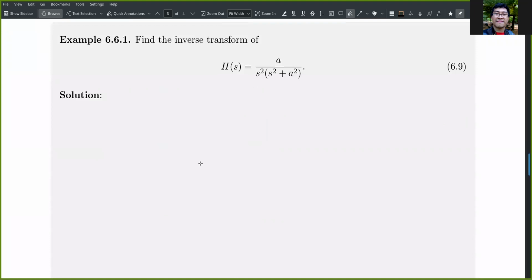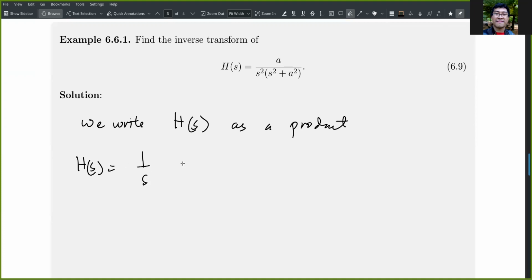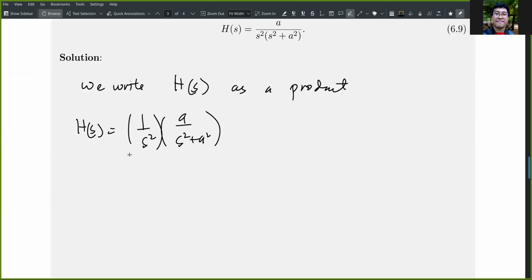So for example, find the inverse of H(s) equals a over s squared times s squared plus a squared. So we write H(s) as a product. H(s) is 1 over s squared times a over s squared plus a squared. This product, this can be our F(s) and this is our G(s).